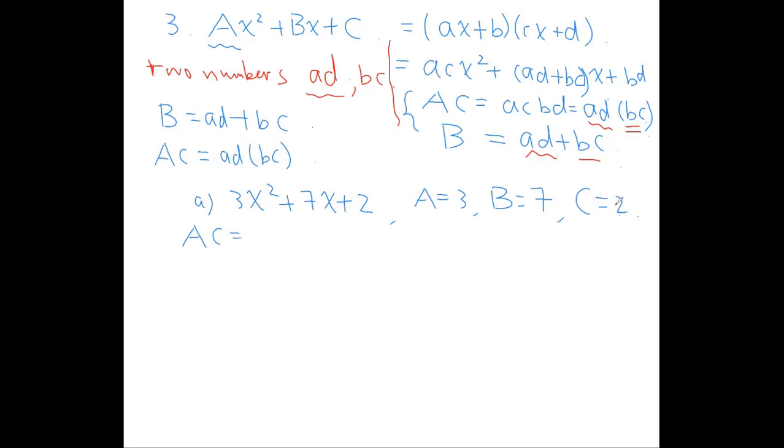AC equals 3 times 2, which is 6. And we want to factor this 6, okay? And then our B is 7. And we want this to be the sum of these two numbers, okay? So we first factor this 6.